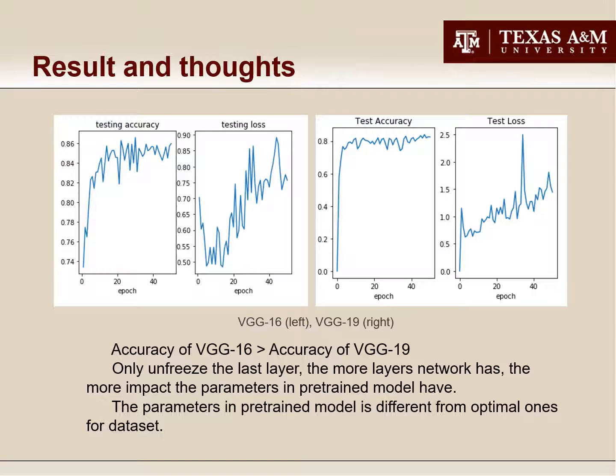However, when we consider the layers of the network, we find that the accuracy of the VGG with 16 layers is larger than the accuracy of the VGG with 19 layers, which is not consistent with the result in the paper. In my opinion, this is because we only unfreeze the last layer, and the more layers the network has, the more impact the parameters in the pre-trained model will have. And the parameters in the pre-trained model are different from the optimal ones for the dataset we used, which causes the decrease in accuracy when the layers increase.